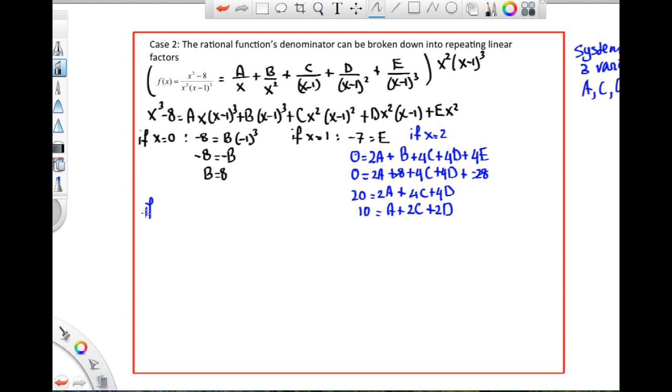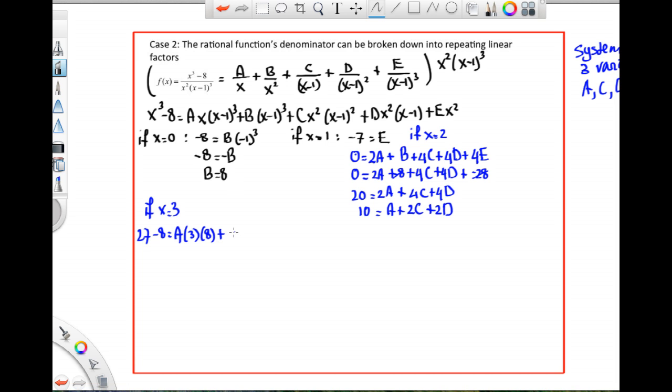So let's pick what happens if x equals 3. So 3 cubed is 27 minus 8 is equal to, so a, so we get 3 here, right? And 3 minus 1 is 2, and 2 cubed is 8.